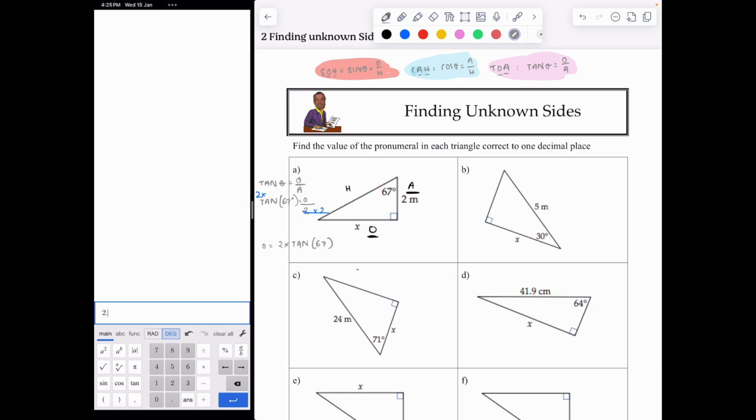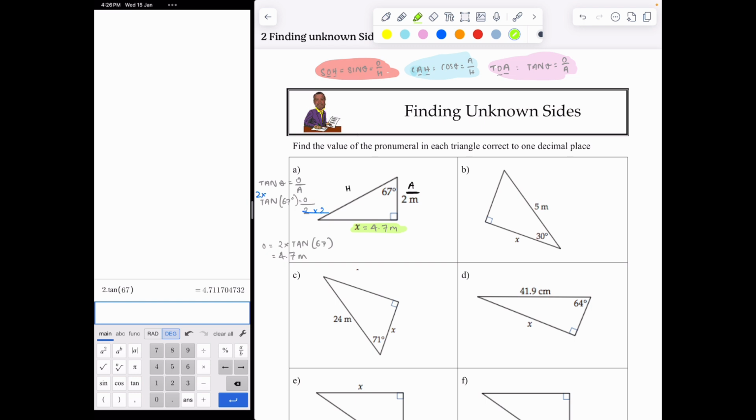2 times tan 67. And that gives us 4.7 bananas. Nope. Everything's measured in meters here for this question. So that's our unit that we're dealing with. Okay, so this side over here is equal to 4.7 meters. And I've done that answer to 2 decimal places.